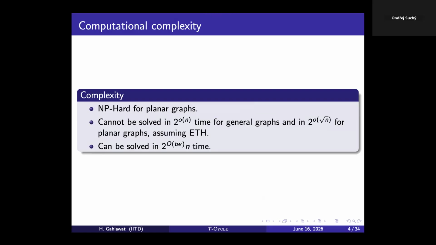Also, assuming the exponential time hypothesis, this cannot be solved in 2 to the power little o of n time for general graphs, and also cannot be solved in 2 to the power o of square root of n time for planar graphs. But good news for us is that the terminal cycle problem can be solved, parameterized by treewidth, in 2 to the power treewidth time, which is very nice.